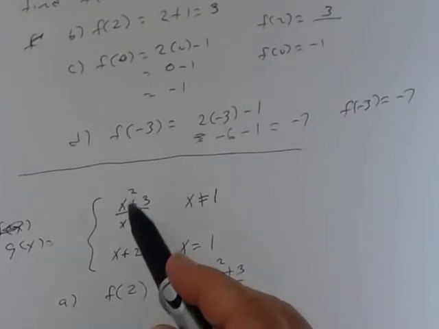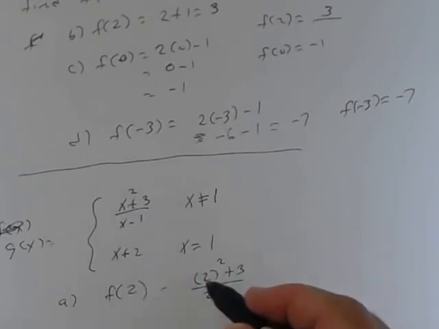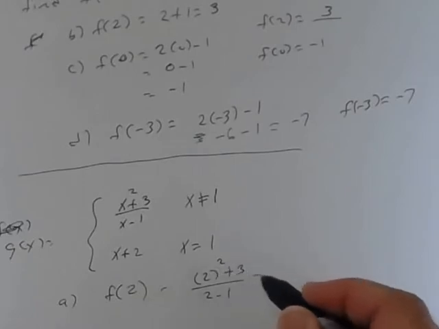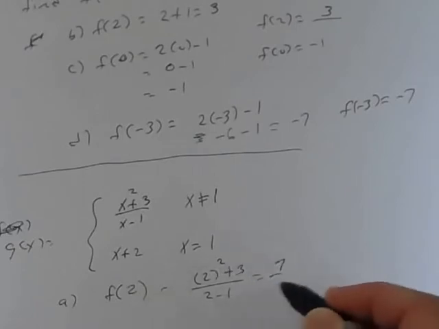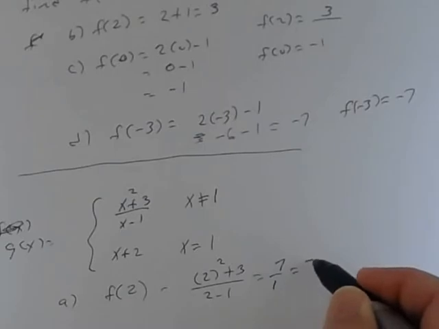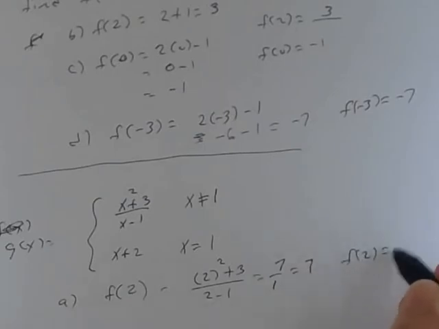Yes or no? Okay. Order of operations, 2 squared is 4. 4 plus 3 is what? 2 minus 1 is 1. So that's just 7. So f of 2 is 7.